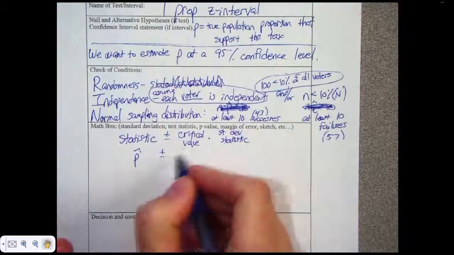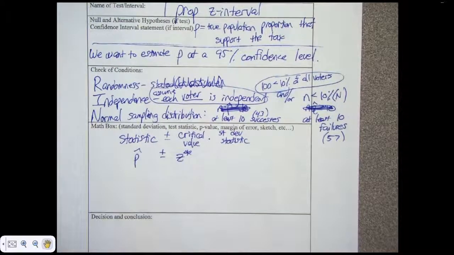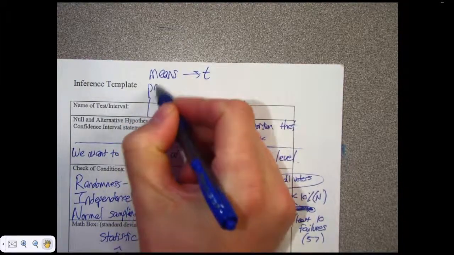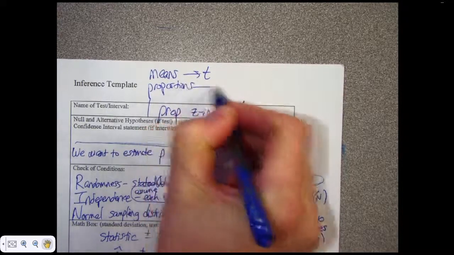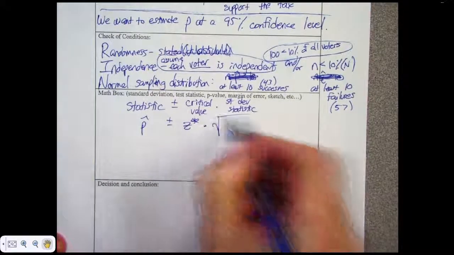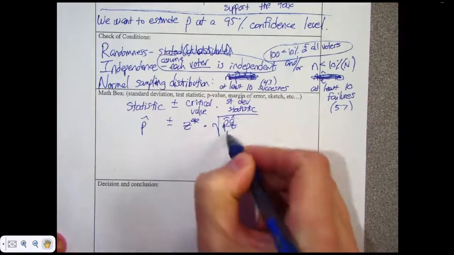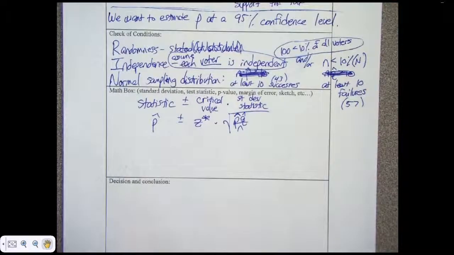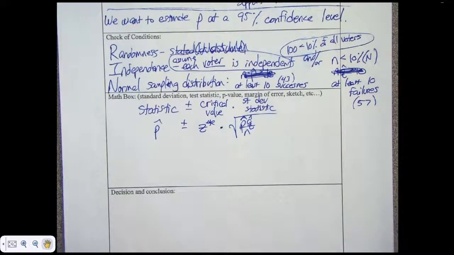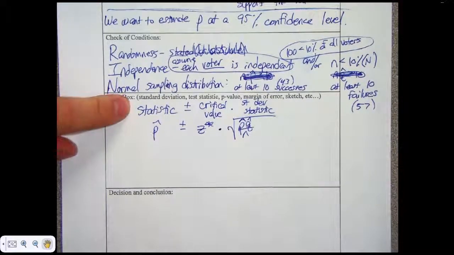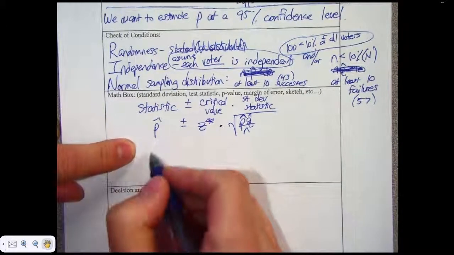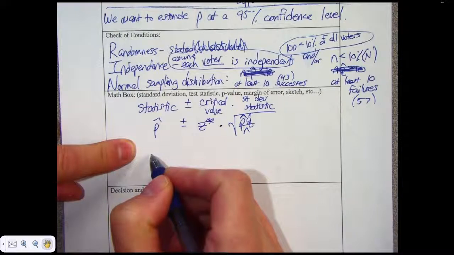So P hat plus or minus Z star. Again, I'll write this up here. Means you use T. Proportions, use Z. And then the standard deviation of the statistic is the square root of P hat times Q hat divided by N. So formula with words, with symbols, what comes next? With numbers or data. So P hat in this problem is 0.43.